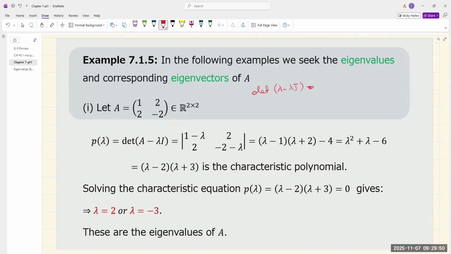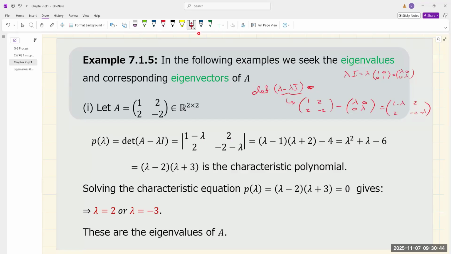Okay, so let's first work out what this is. A minus lambda I. That is 1, 2, 2, minus 2, minus lambda I. Lambda I is lambda times, in this case, the 2 by 2 identity matrix. So that's just lambda 0, 0, lambda. So lambda I is just the identity matrix, but instead of ones on the diagonal, you have lambdas on the diagonal. And this gives 1 minus lambda, 2, 2, minus 2 minus lambda. So that's where they got this from. Okay, this here is the matrix A minus lambda I.